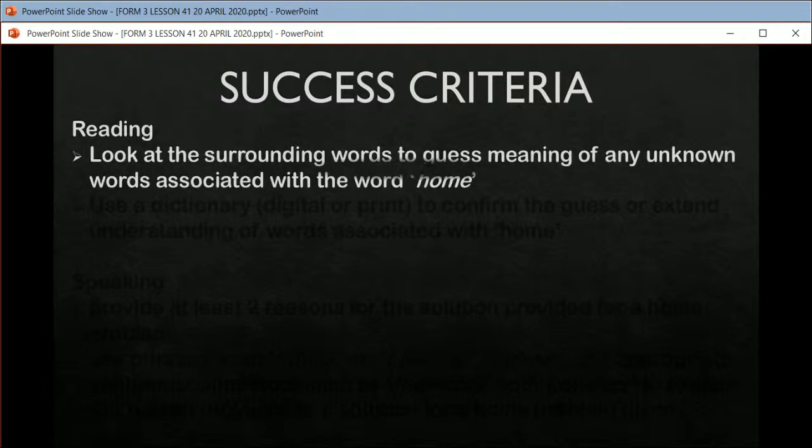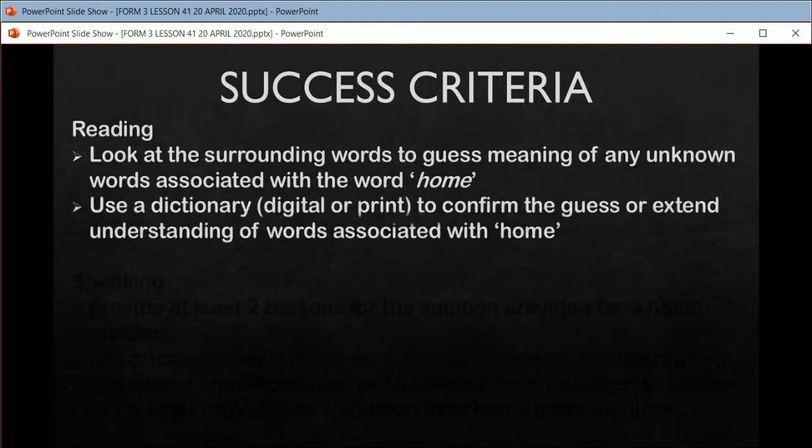In your reading, you'll be able to look at the surrounding words. This is the same thing I've explained over and over again, just to review. You look at the words surrounding that word to try to guess the meaning of the word. And we are looking for words connected to home. And then you will use a dictionary. I allow you to use a digital or print one to confirm the guess that you made in the first step, or extend understanding of words associated with home, right?